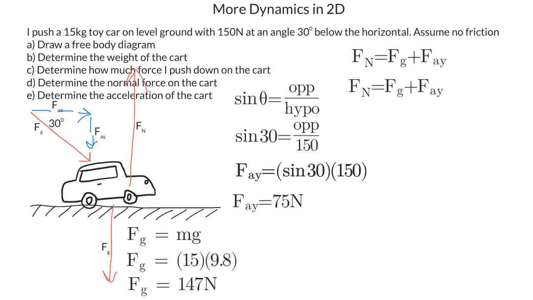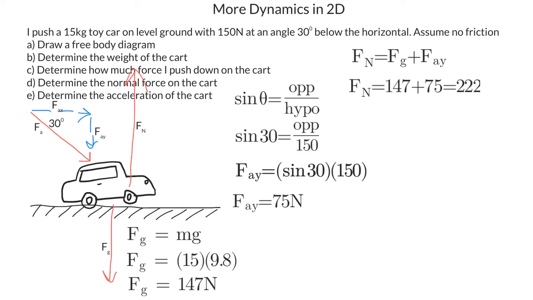Okay, and so now we can put in our values. And we know that Fg was 147 and Fay was 75. And so we get 222 newtons. There we go. So that'll be D, determine the normal force on the cart.